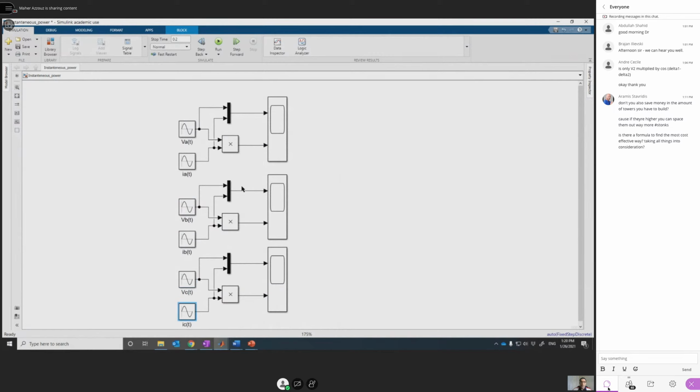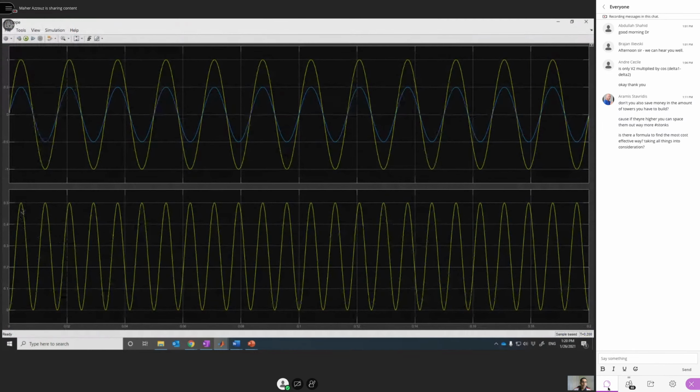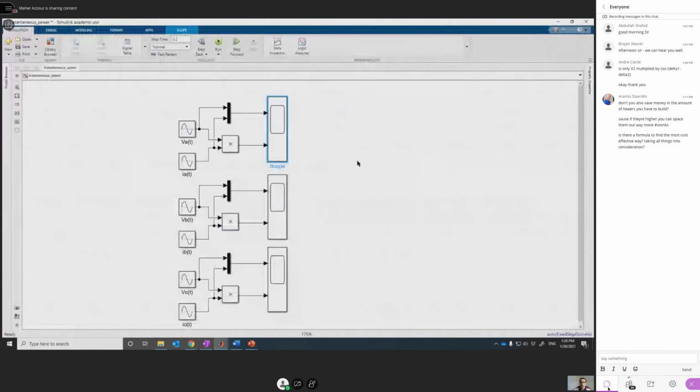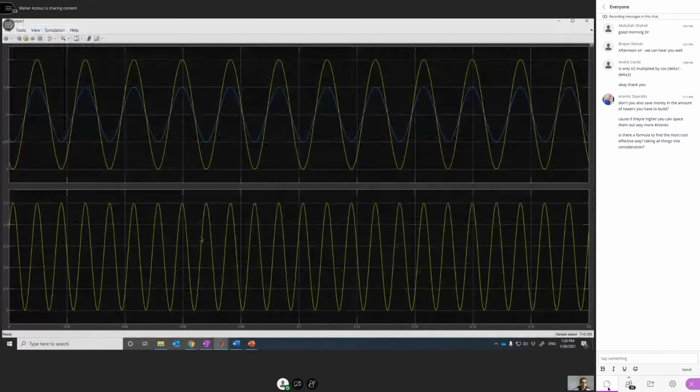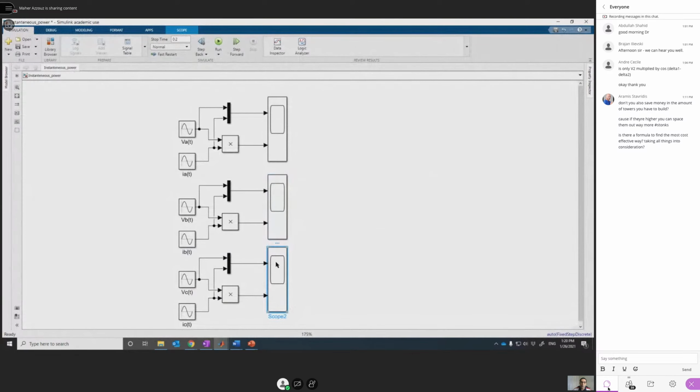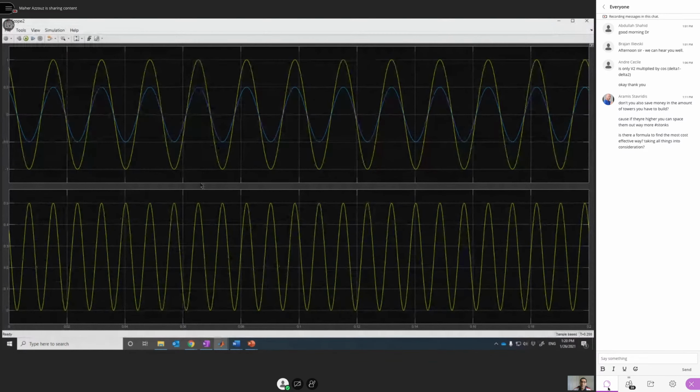Okay. So we have 3 phases. Let's run the simulation model. The single phase power is oscillating. Same thing here. It is going to be oscillating, but of course, we have the voltage shifted by 120 degrees. Same thing for phase C. The power is still oscillating.